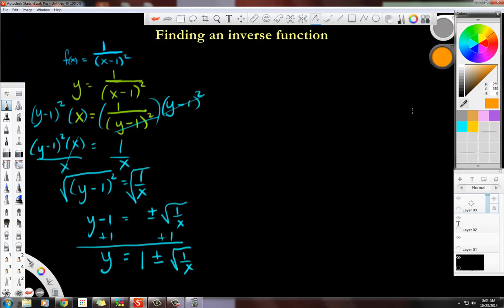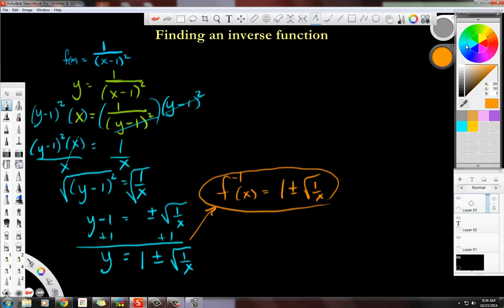Now, this is the inverse here. And then the very last step is you replace this y with the inverse notation, which would be f to the negative 1 of x equals 1 plus or minus the square root of 1 over x, and that would be your final answer. But I want to seize an opportunity here to show you something. At this point in this problem, I could have done this a much easier way. Let me show you that.